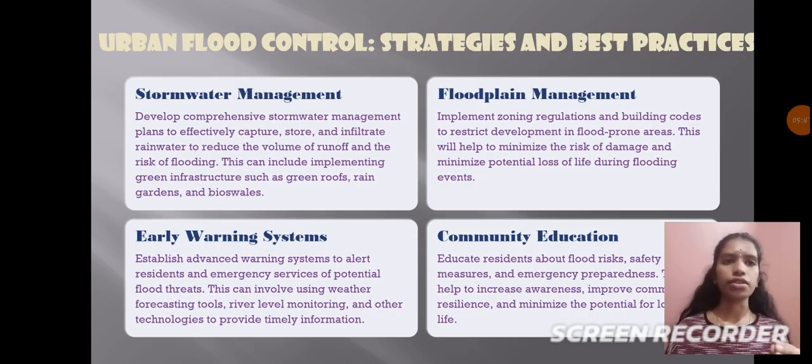Urban flood control. There are some strategies and best practices. First, stormwater management. Develop comprehensive stormwater management plans to effectively capture, store, and infiltrate rainwater to reduce the volume of runoff and the risk of flooding. This can include implementing green infrastructure such as green roofs, rain gardens, and biofuels.